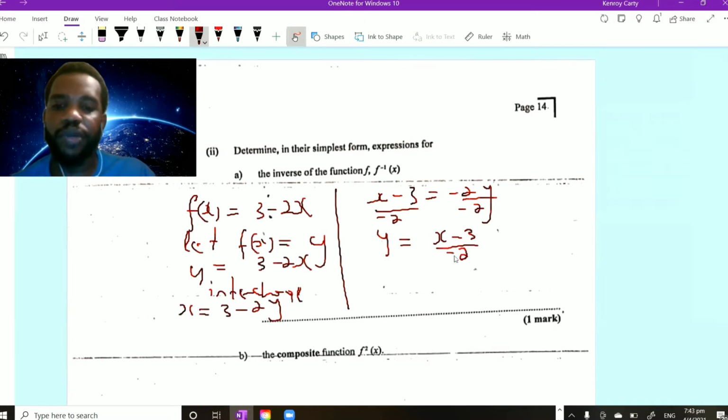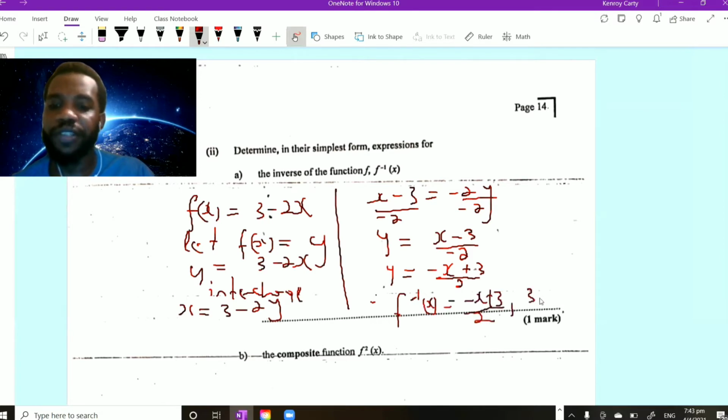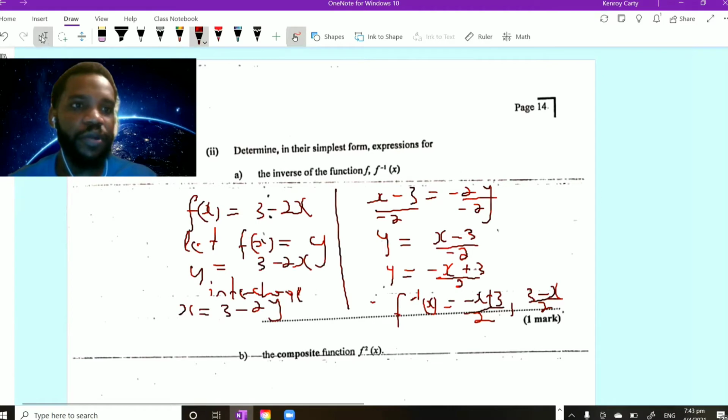There are different ways we can manipulate this with a sign, because I could divide everything by a negative to make it look better. So I would have y equal, if I divide x by a negative, it becomes -x, -3 becomes +3, and -2 becomes +2. So we could say, therefore, f inverse of x is equal to -x plus 3 over 2, or if you prefer, write 3 minus x over 2. They both mean the same thing. All right, let us take it down some more.